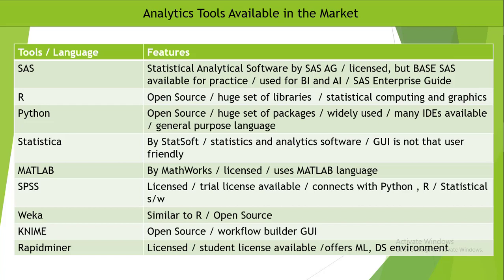Python is another. R and Python actually compete with each other, and Python is also open source. It has a huge set of packages which offers you different packages related to numerical computations. Then you have pandas, then you have plotly for plots and graphics, images and charts. It is widely used and there are many IDEs available, like you have Colab, you have Anaconda, Jupyter. So there are different IDEs available as well.